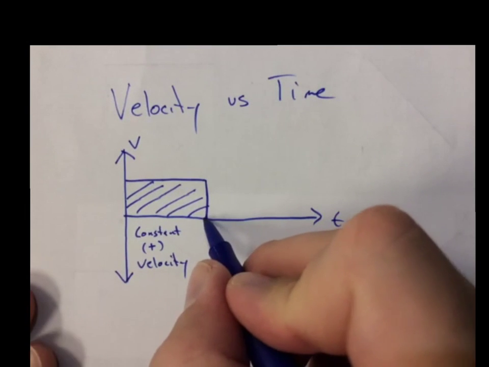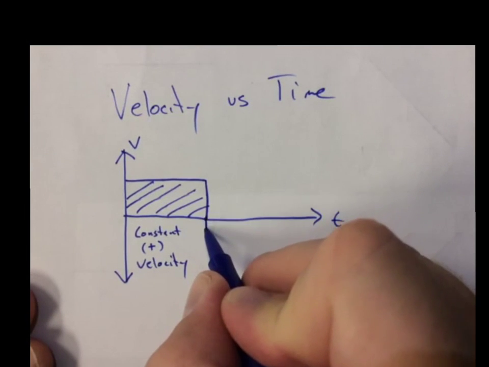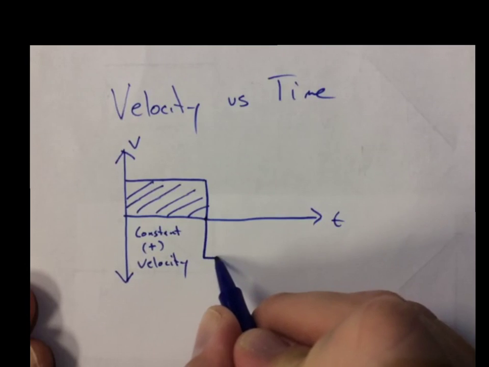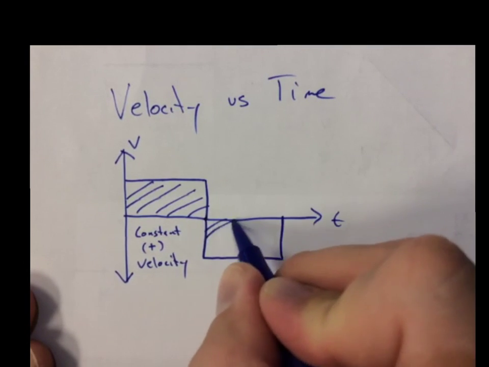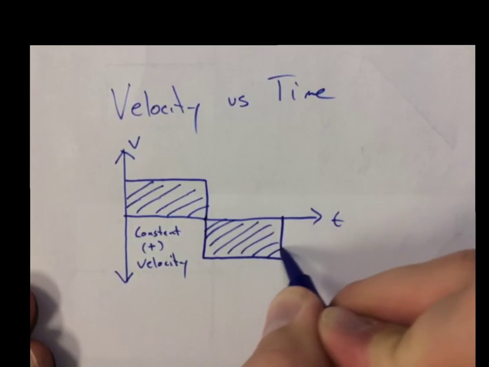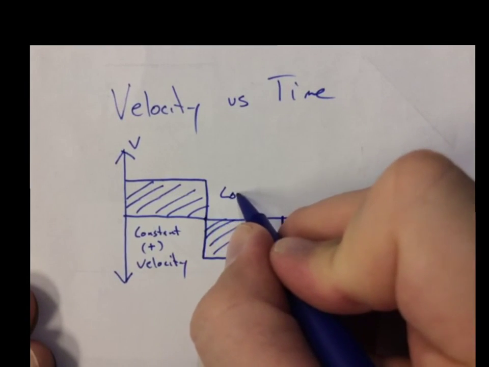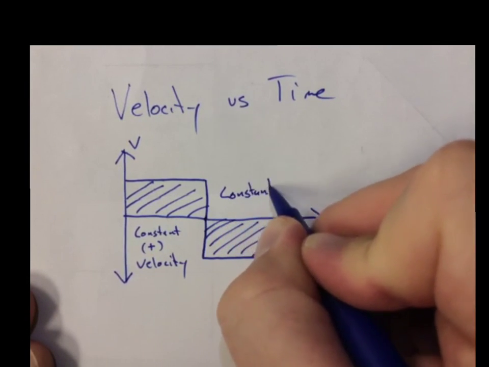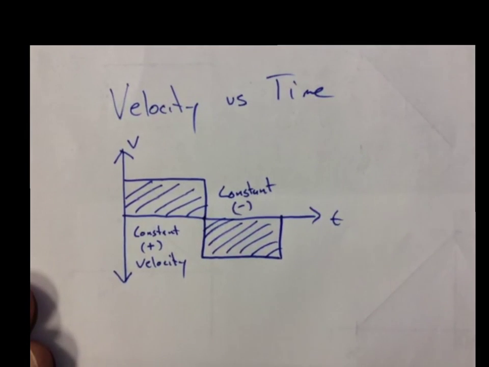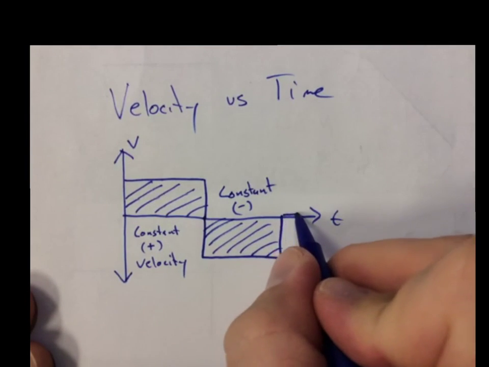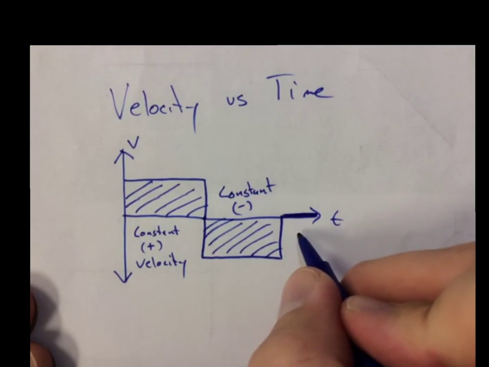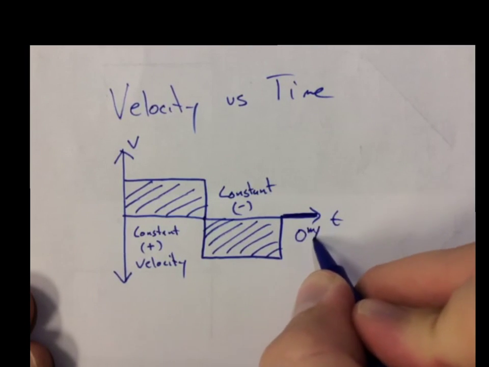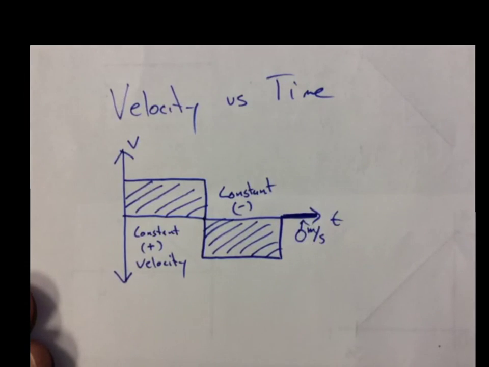Now, if it turns around and goes the other direction, the velocity versus time graph would look something like so. And we shade in between that and the axes. And so this would be a constant negative velocity. If the object is standing still or has no velocity, you just put it right there. So this would represent 0 meters per second.